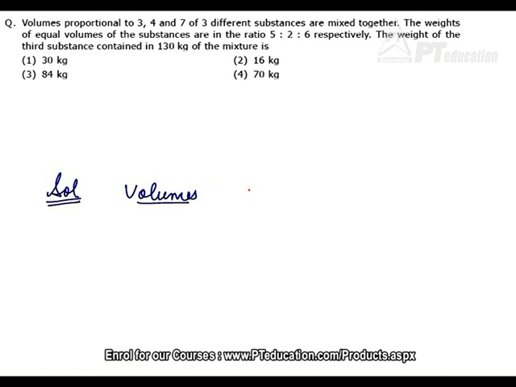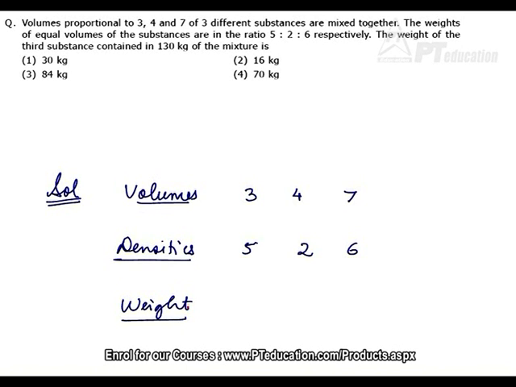Volumes given to us are in the ratio 3, 4 and 7. Densities are given to us in the ratio 5:2:6, because it says weights of equal volume. So that is density 5:2:6. And now he is finally asking us the weight of the third substance.